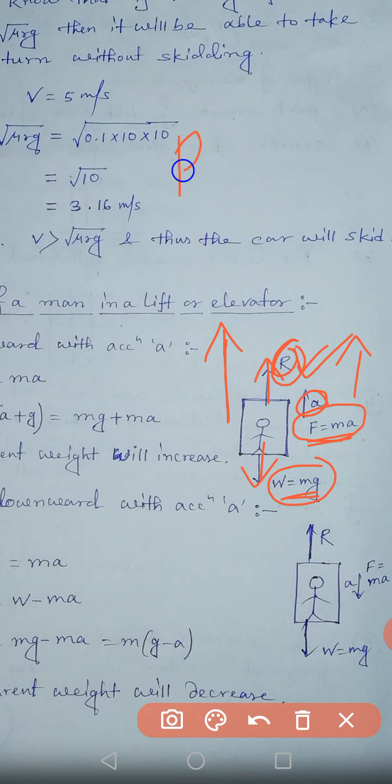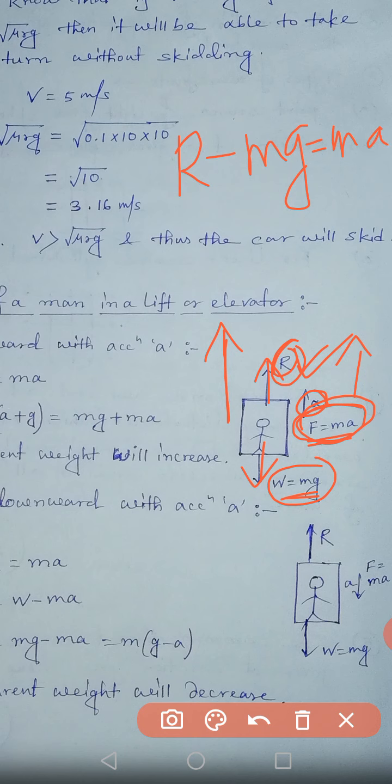If we subtract R minus mg, or W, because R is greater, we are going to get some force. What force are we going to get? This is the remaining force. That means that should be equal to ma. Is that clear? I think it is clear.